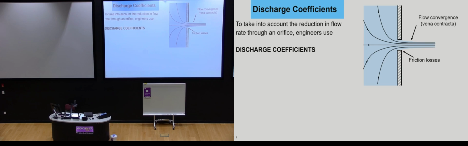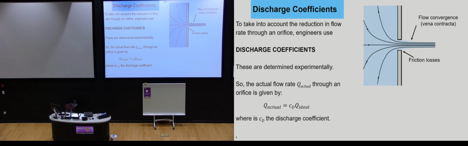analysis. The way engineers do that is with something called a discharge coefficient. These are determined experimentally. The actual flow rate, the real one that happens in reality, is equal to some factor, CD, called the discharge coefficient, times the ideal one. The ideal flow rate is what we get from Bernoulli. But the real one is what we get when we take into account all of these losses, the vena contracta and the friction losses, in this factor here.